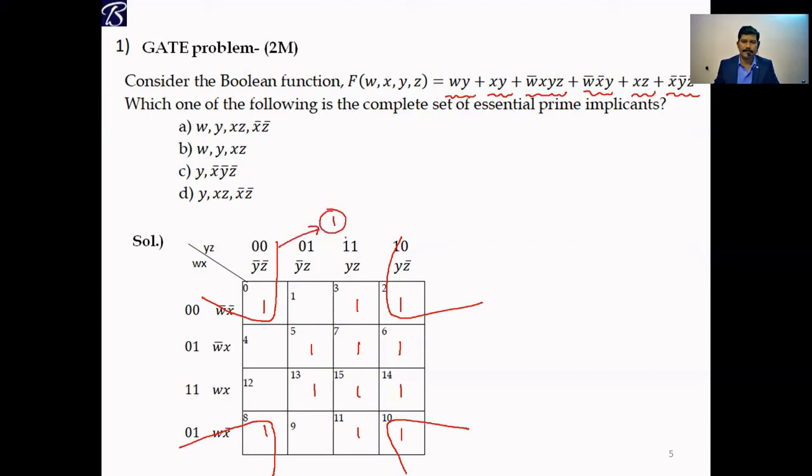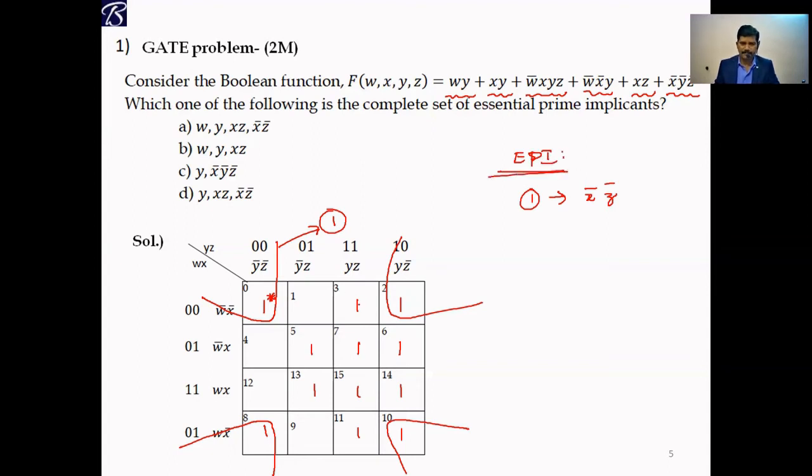So this is one. We can put a star here because this is the only possibility. There is only one possibility to group this, so that's why this is an essential prime implicant. And what is the term here? w bar x bar is common, and z bar. So x bar z bar is one essential prime implicant.